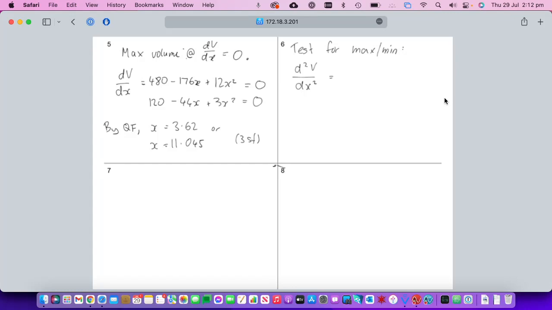Frozen again. It was doing so well. So the answer is, I'll fix it up in a second, no, it's not frozen, minus 176 plus 24x. Did you get that? Good one. Okay, that's the second derivative.